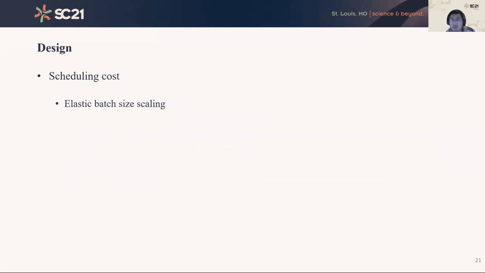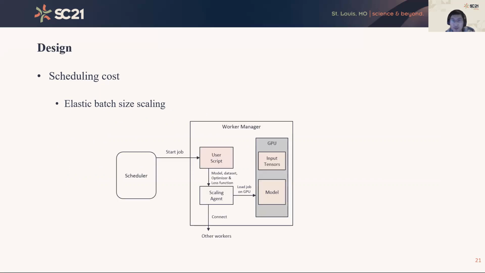To reduce the cost, we designed the elastic batch size scaling, which can be automatically completed in the background and avoid stopping the training. There is a scaling agent deployed on each GPU. Initially, the scheduler starts a job and invokes the scaling agent, which loads the modules from the user script to the GPU devices and connects other workers of the same job. Then the user script is allowed to start the training.